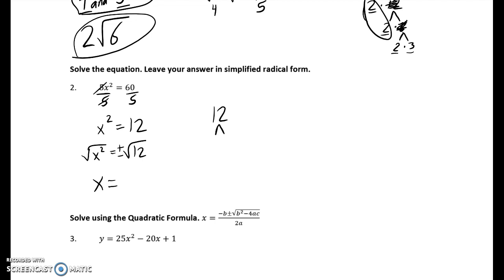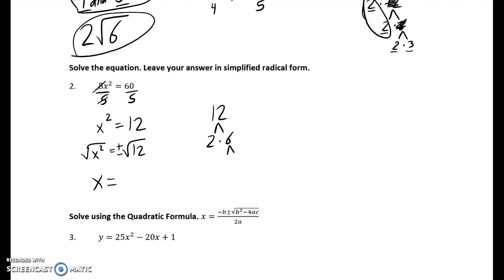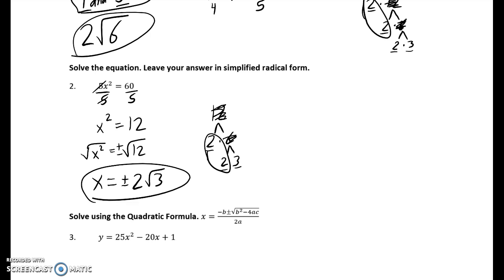So 12 is 2 times 6. 6 is 2 times 3. And you notice the 2 and the 3. If you want to cross off the 12 and the 6, go for it. I have a pair of 2's. That comes out. Oh, don't forget your plus or minus. And then the radical 3 is left behind. So there you go, plus or minus 2 radical 3. Those are your solutions.